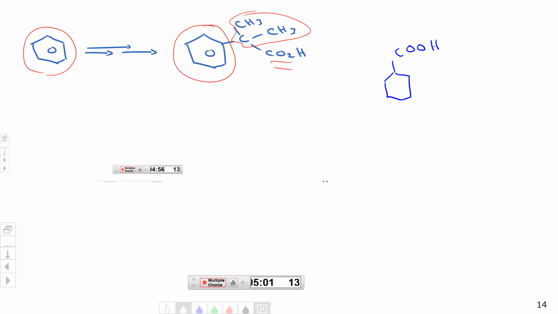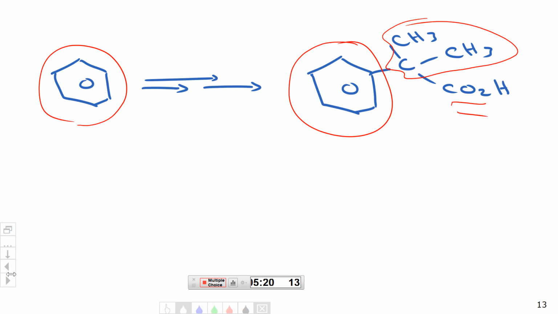It's not a COOH that is directly connected to the benzene ring, because there is an easy way to prepare that, which is any CH with at least one benzylic carbon. I can change that using KMnO4. This is not a benzoic acid. So I have to keep that in mind.